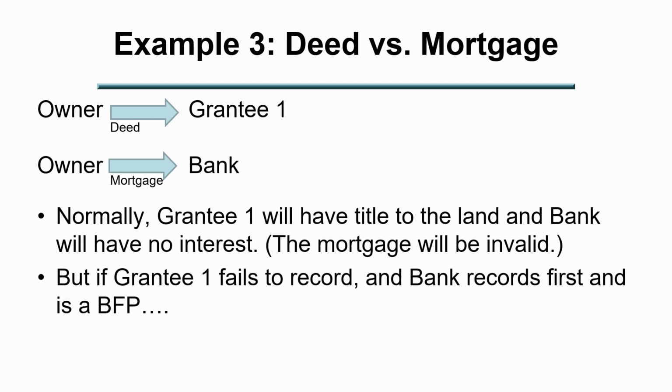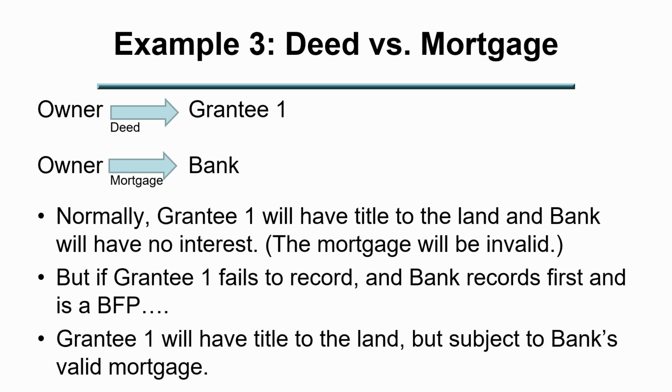If grantee number 1 fails to record and the bank records first and is a bona fide purchaser, recording their mortgage now, the result is grantee number 1 will still have title to the land all right, but now that title will be subject to the bank's valid mortgage. That's obviously very detrimental to grantee number 1's interest.